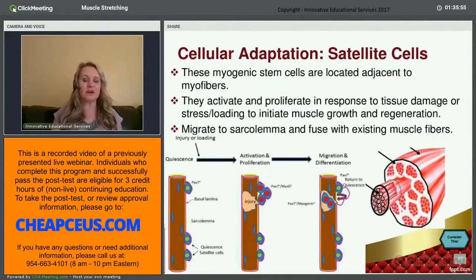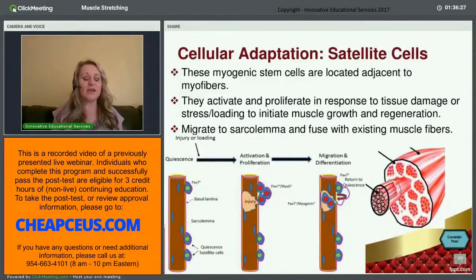Another thought is based on satellite cells. These are very fascinating cells. If you've taken other courses with me, you may have heard that I bring them up whenever possible just because I find them so interesting. If we look at the individual myofibril, around the outside of it we have a thin membrane, and sitting on that membrane are located these satellite cells. They're myogenic stem cells, and they sit there quiescent. They are not activated.